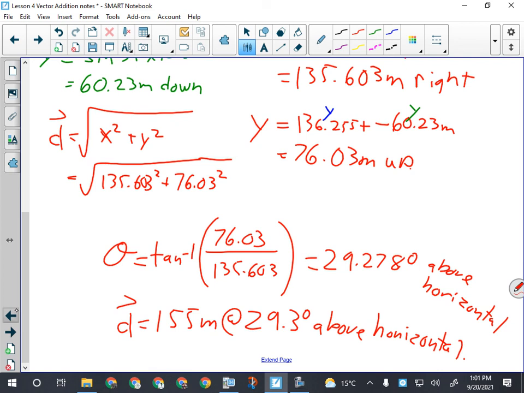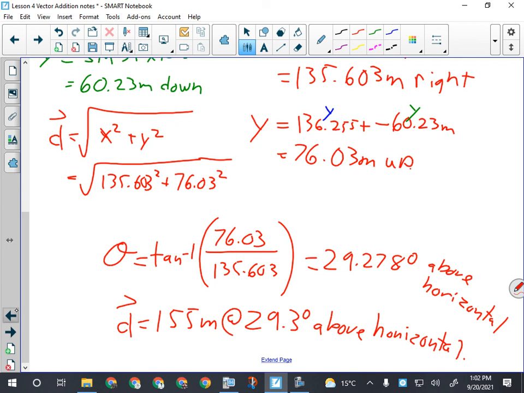Is that a lot of steps? Kind of. And it took us a long time because it's the first time we did it. For the first little while, they are going to take you a long time. But here's the thing: it's always the same steps. Draw the diagram, find the x's and y's, add the x's, add the y's, Pythagorean theorem, trigonometry, final answer. 7 steps, every single time. All that can change is if I give you 3 or 4 vectors instead of 2. The steps don't change, it's just the number of x's and y's you have to find increases.